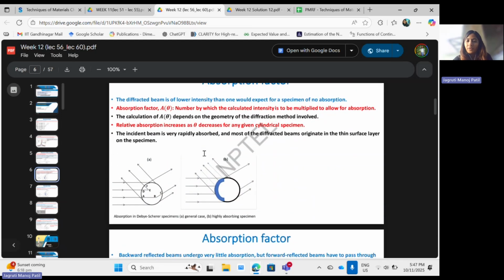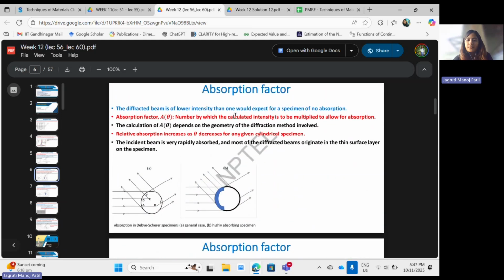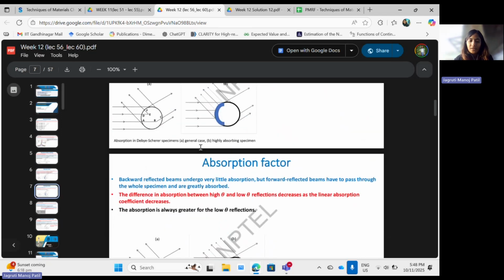Okay. Then you have the absorption factor. This is a factor by which the calculated intensity is adjusted to allow for absorption. It will depend on the geometry of the diffraction method involved, and relative absorption will increase as theta increases for a cylindrical specimen. The incident beam is rapidly absorbed, and most of the diffracted beams will originate from a thin surface layer of the specimen. Right.